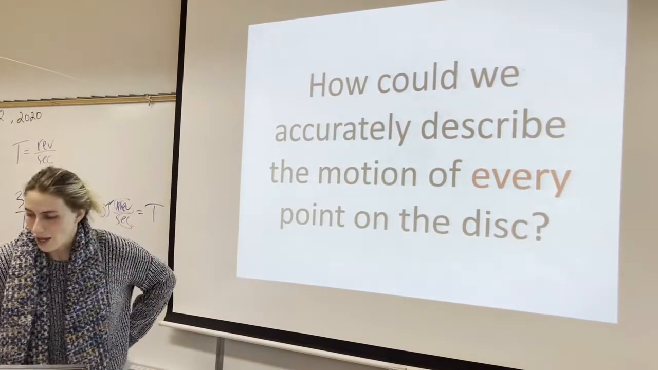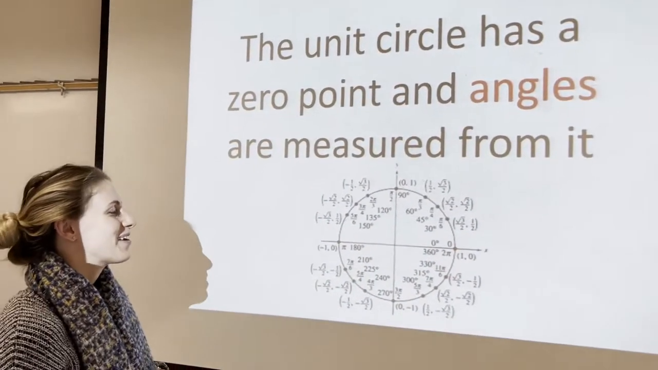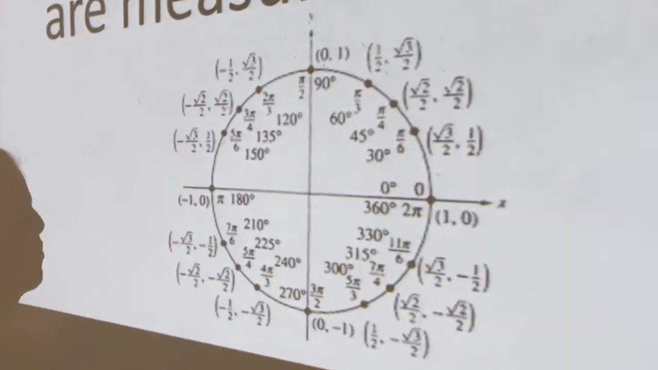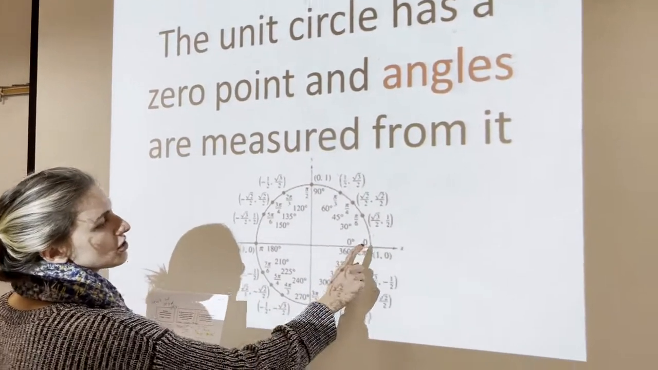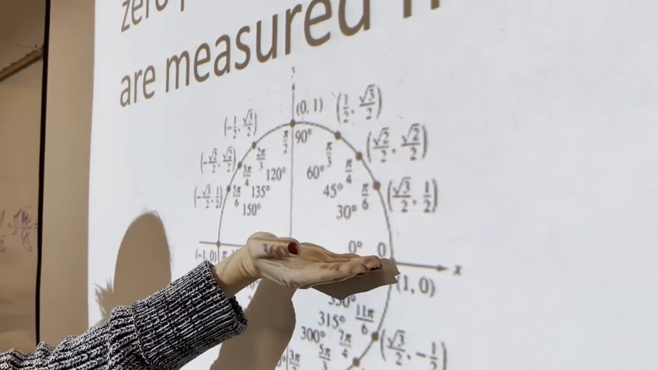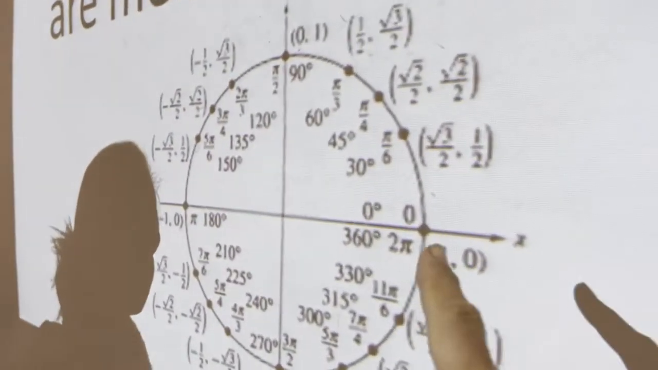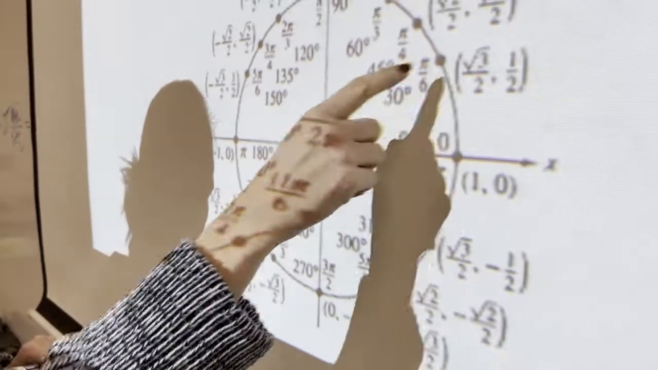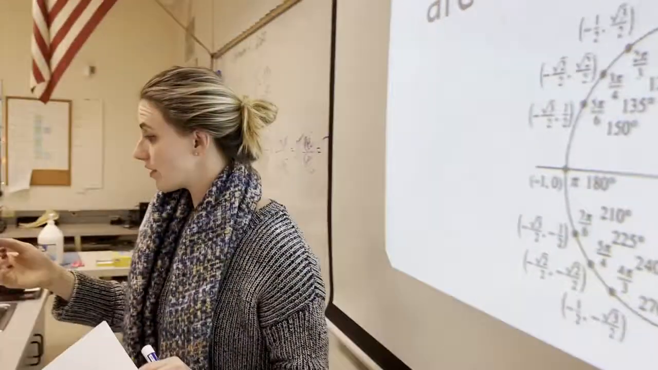Let's find out. The unit circle! I know you guys are probably having a negative response to this, but don't worry. We're not actually going to be using the unit circle, but this is what's important. The unit circle has a 0 point, which is right here, and angles are measured from it. So as we make our way around the circle, we have different angles. I noticed they've got degrees and radians. And we're going to talk about how those two things are related.